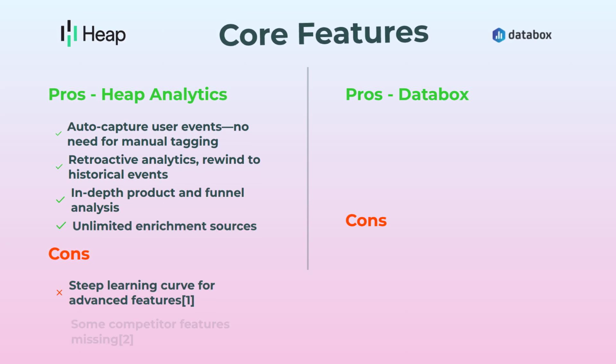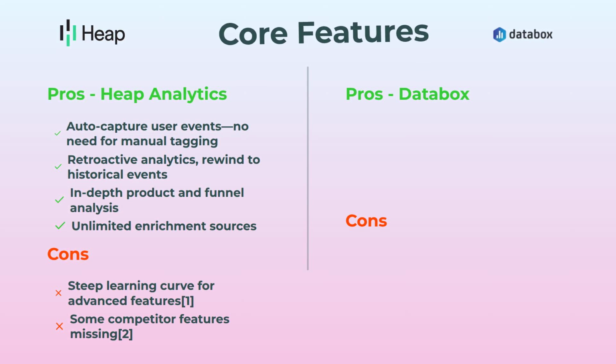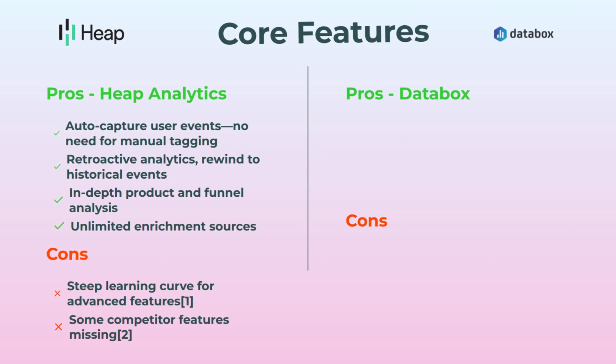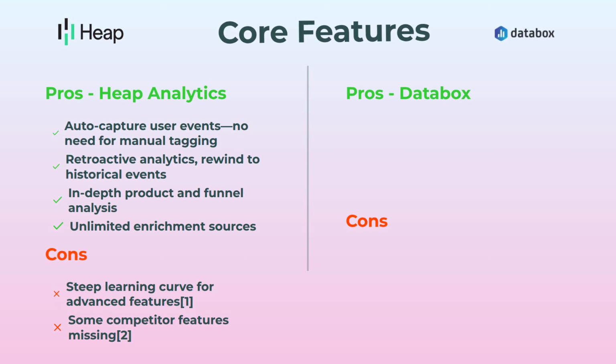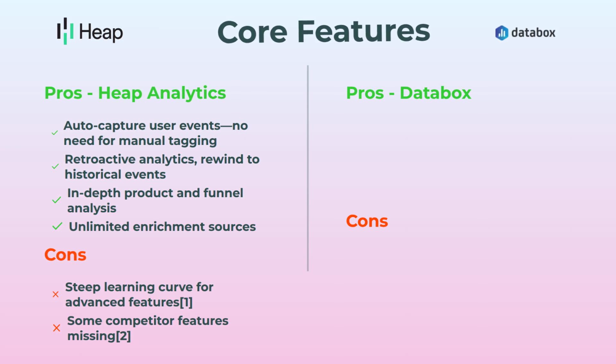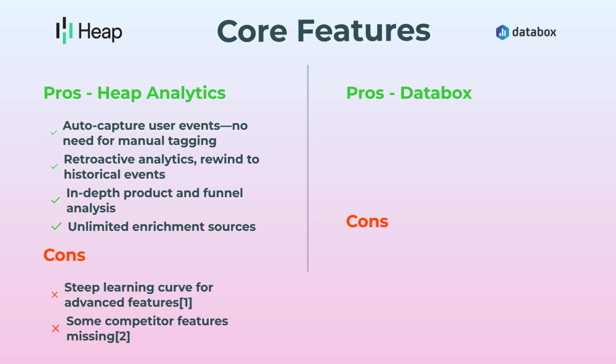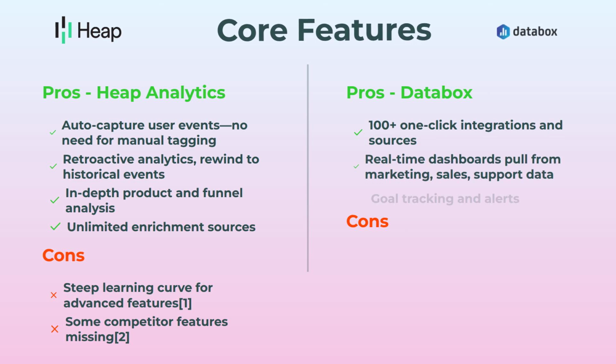Switching gears to core features. Heap. Okay, this is their superpower. They auto-capture everything. I mean, you don't even need to tag your events manually. If you have déjà vu about forgetting to set up tracking, Heap just says, "Don't worry, I remember what happened." You can rewind the tape and analyze old stuff retroactively. That's wild. Plus, all the funnel and enrichment things you'd expect.